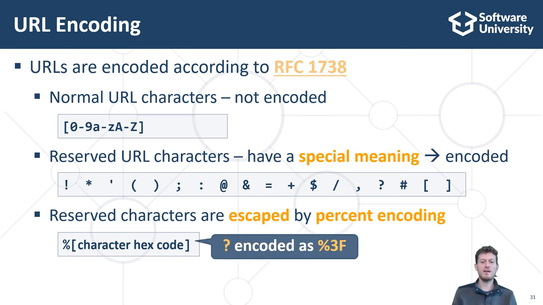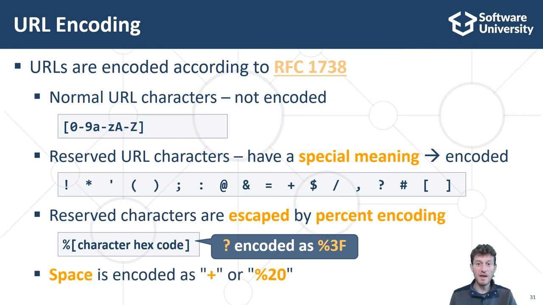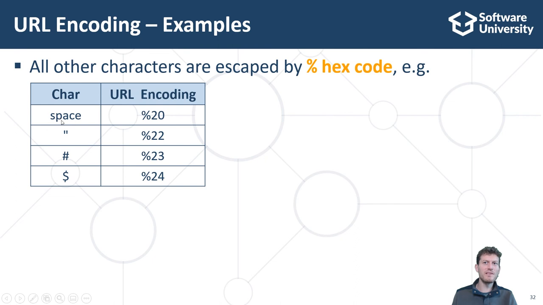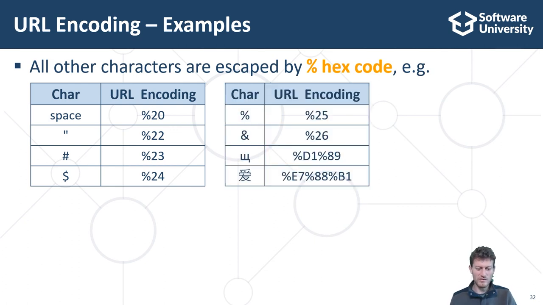An example of a reserved character is the question mark, which is URL encoded as %3F. The space is also a reserved character in URLs, and it can be URL encoded in two forms, as plus or as %20. Most non-letter and non-digit characters are escaped in the percent hex code format. Examples are given below. The space is encoded as %20, the quote is encoded as %22, hash is encoded as %23, dollar is encoded as %24, and more examples. The percentage is encoded as %25, the ampersand is encoded as %26.